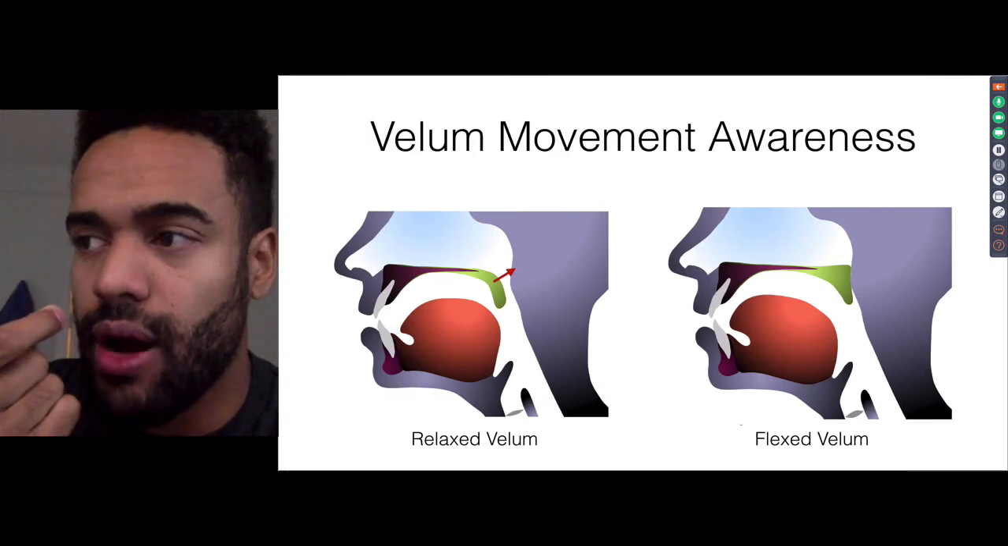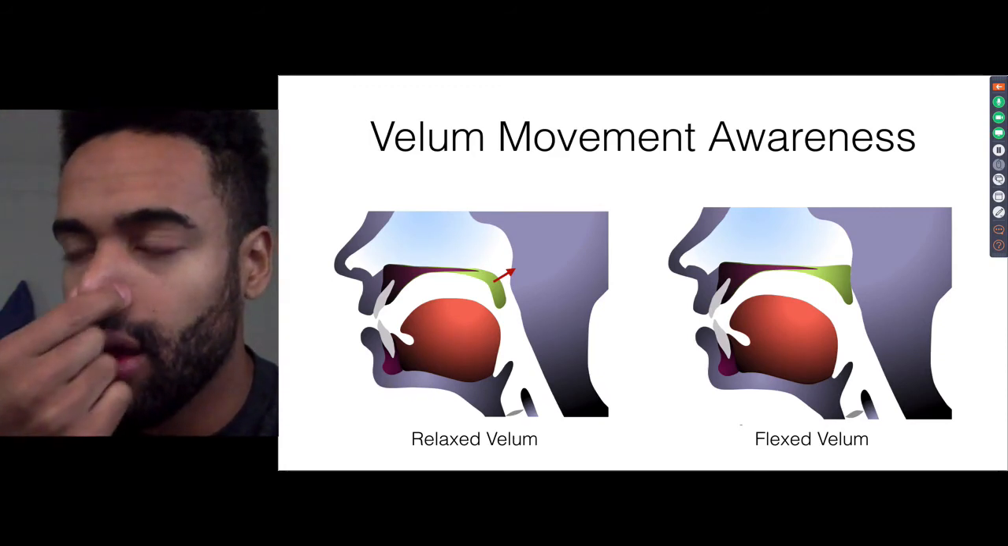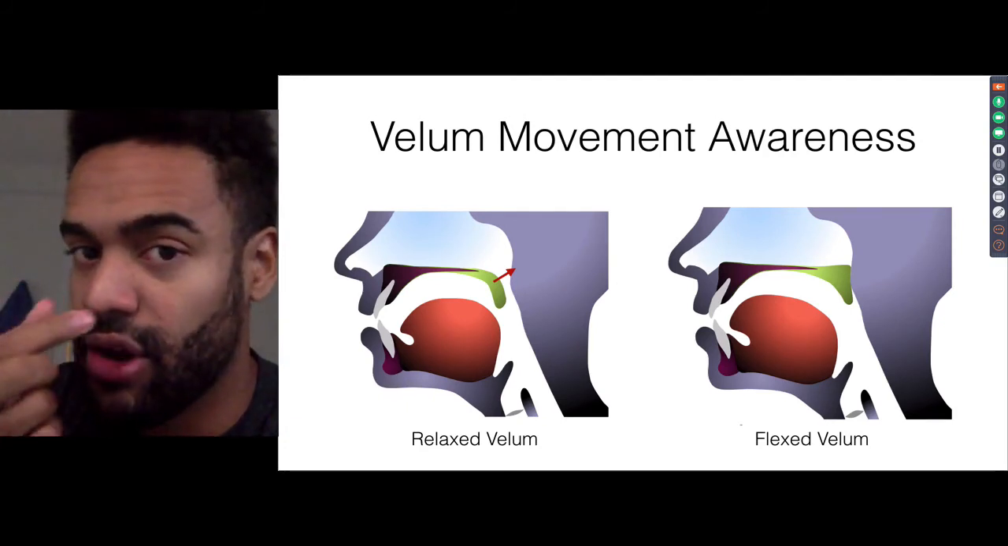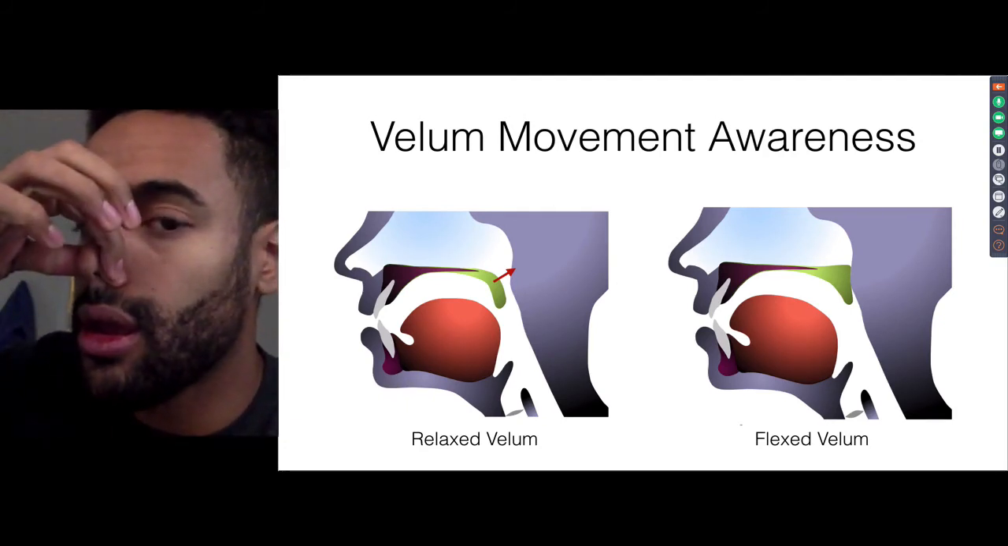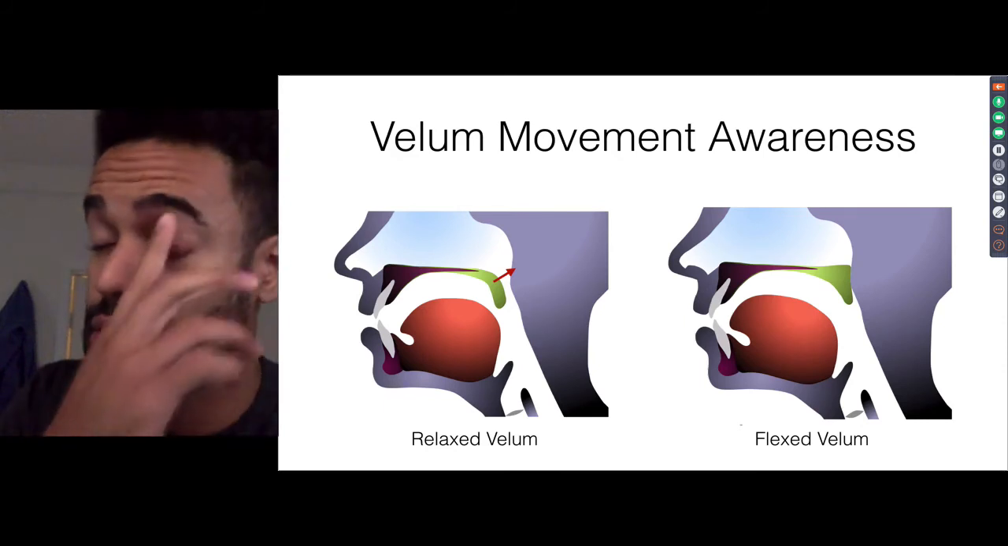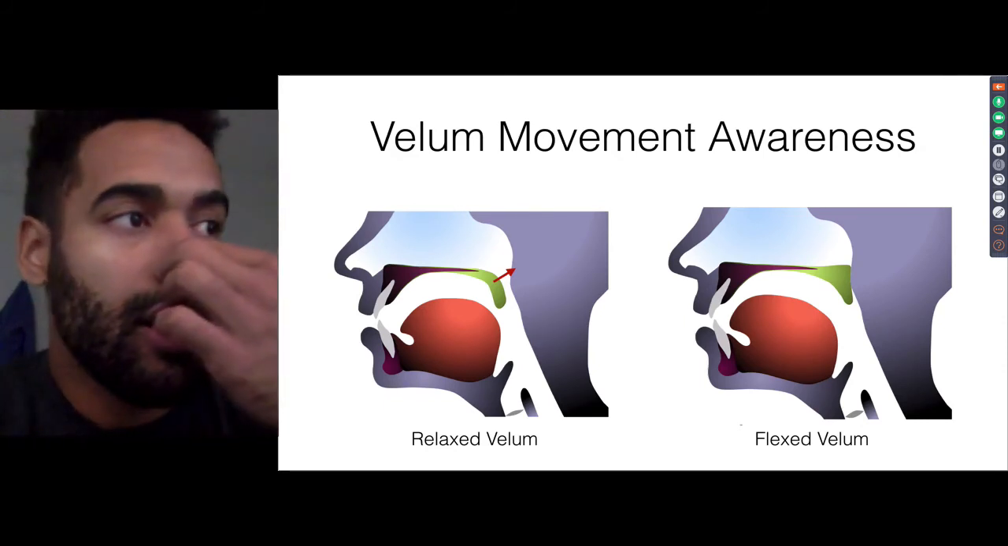Try to do this. I want you to make this sound. Then I want you to go to an oral vowel so you don't have that nasal vibration. It will sound like this. All right, try to do that. Do it slow if that's too fast for you.